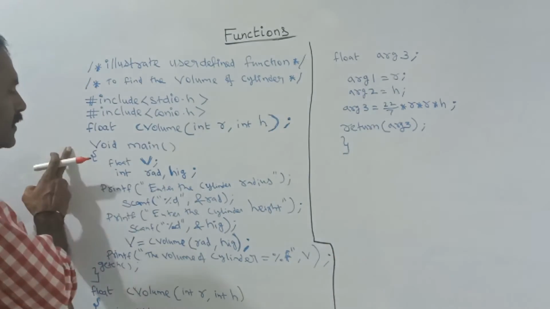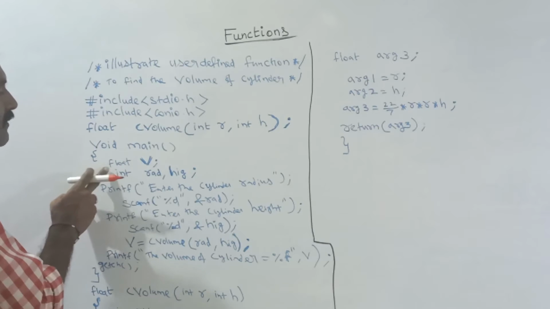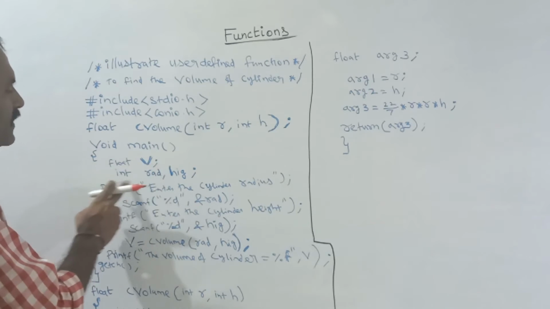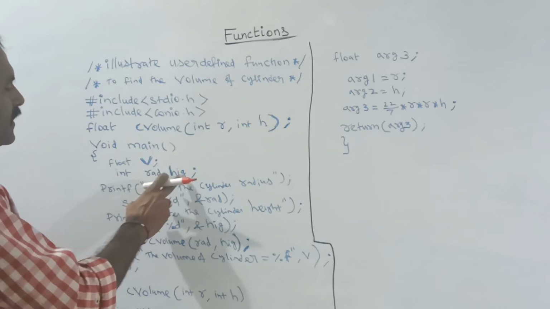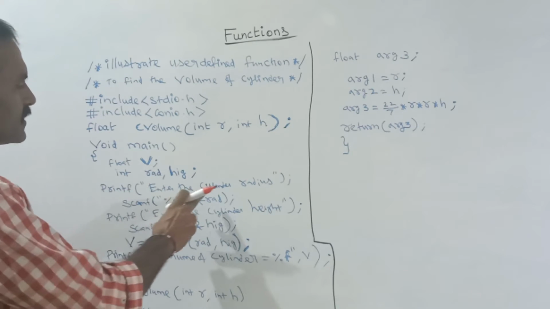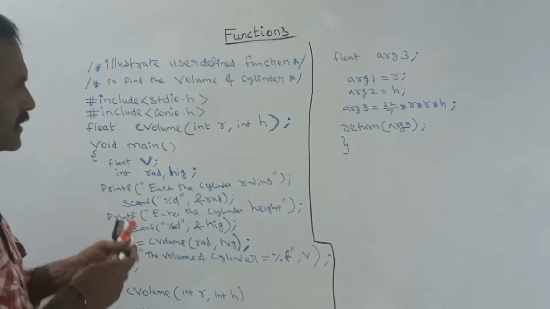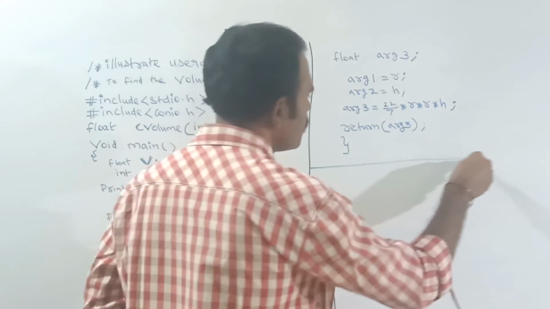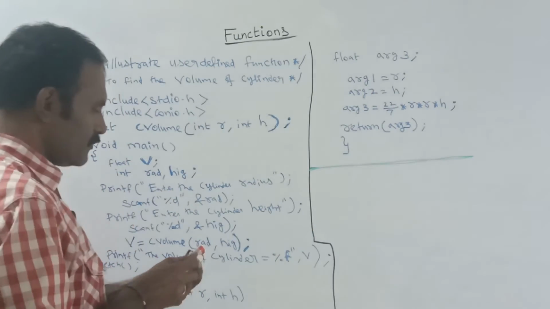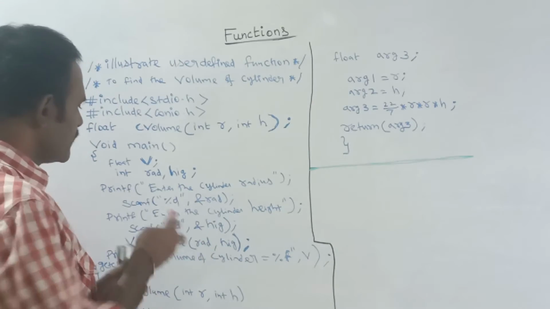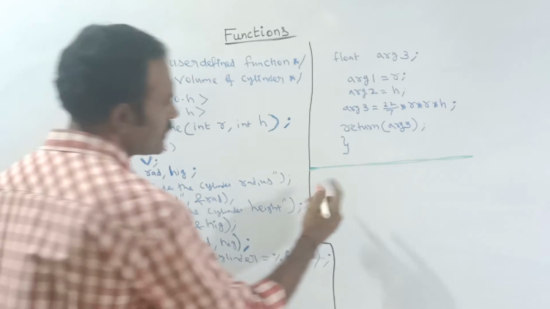In this main part I have declared the variable v. Next, integer radius and height. Here it will ask to enter the cylinder radius. Here, enter the cylinder radius. This is the output. In the output, at the very first, it will ask, enter the cylinder radius.